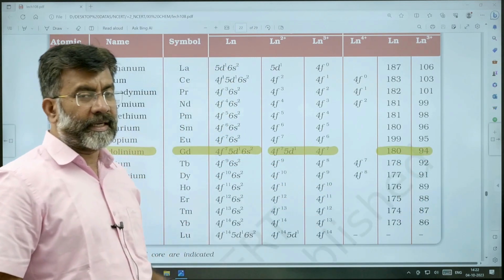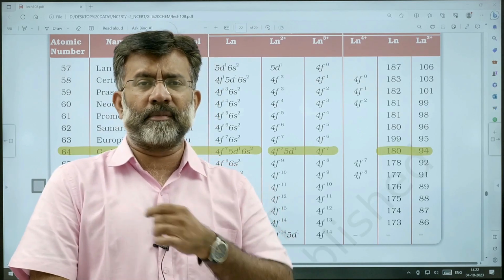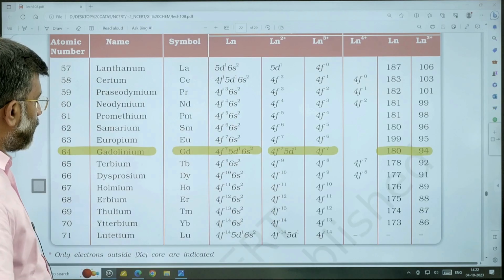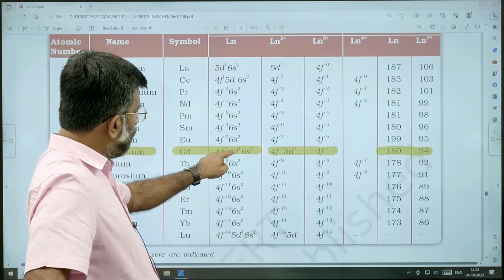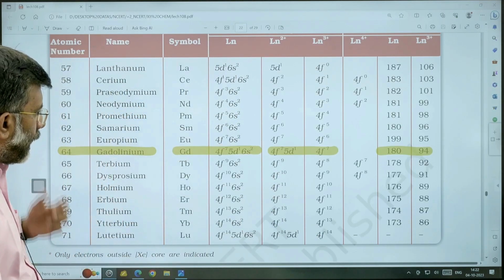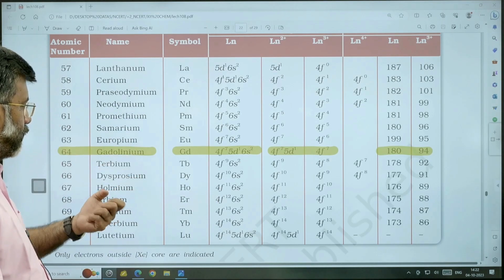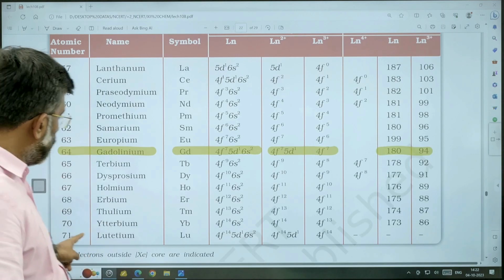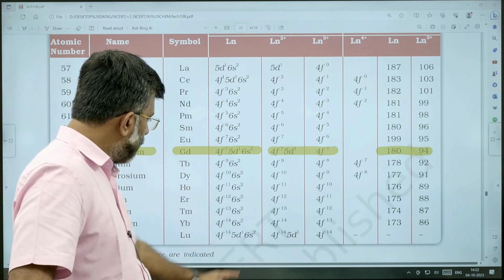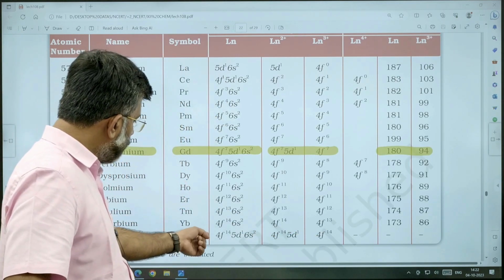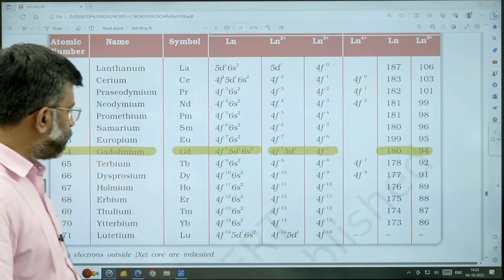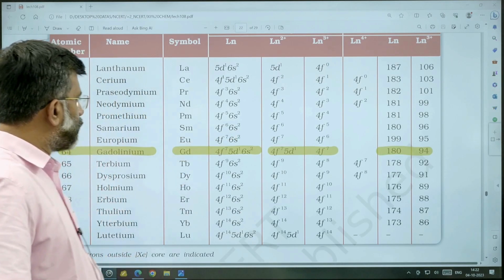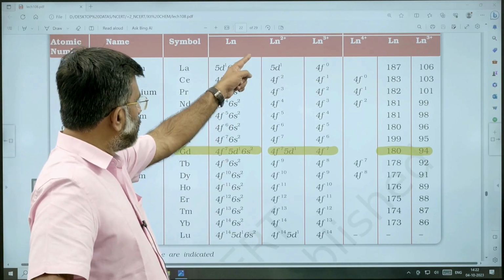Gadolinium, Gd, electronic configuration has appeared more than once in the exam. Gd has 4f7, 5d1, 6s2. Like that, any other species you may encounter, you can analyze. Lutetium: f14, f14 d1, f14 d1 s2. Europium: f7, 6s2. Europium 2+, f7.